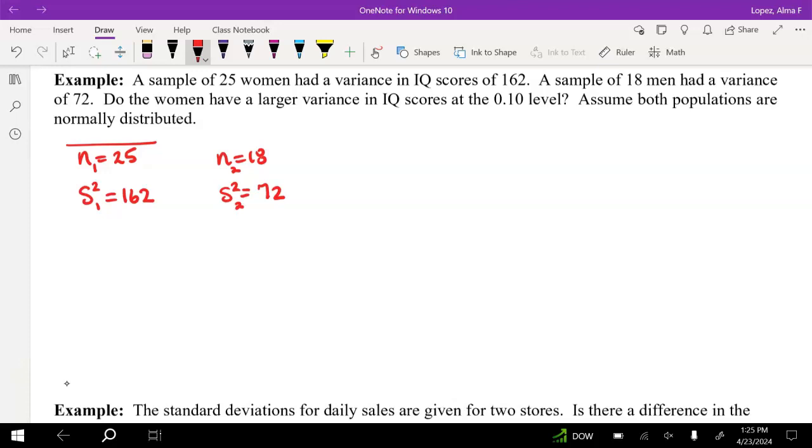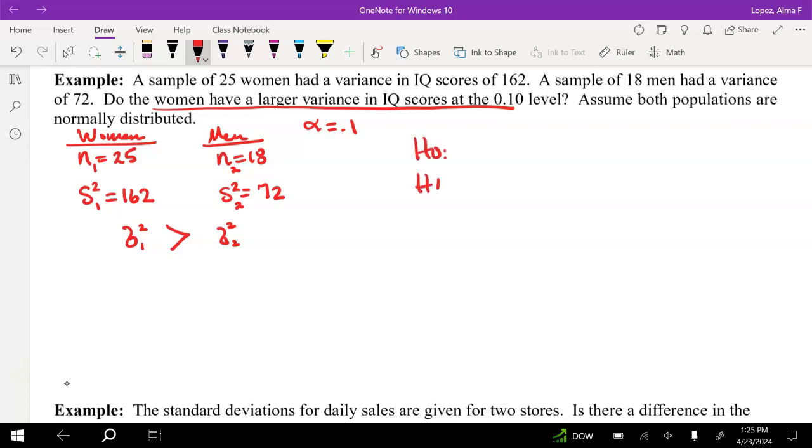This was the women, and this was the men. I'm comparing the variance in their IQ scores. And I'm testing to see if the women have a larger variance in their IQ scores. Women have a larger variance at an alpha of 0.1. So since this is the claim that's being made, I can now build my null, alternative, critical value, obtained value, and conclusion.